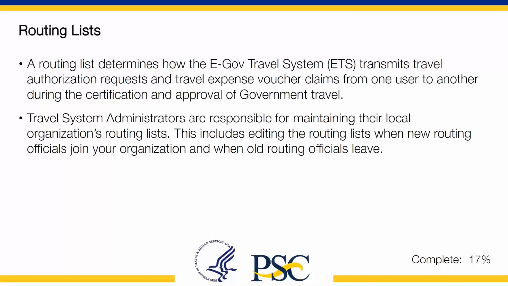A routing list determines how the eGov travel system, ETS, transmits travel authorization requests and travel expense voucher claims from one user to another, during the certification and approval of government travel. Travel system administrators are responsible for maintaining their local organization's routing lists. This includes editing the routing lists when new routing officials join your organization, and when old routing officials leave.